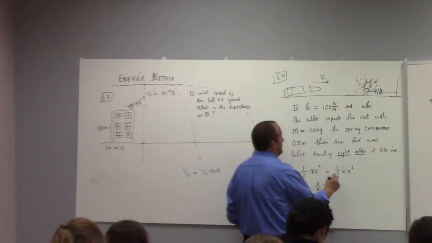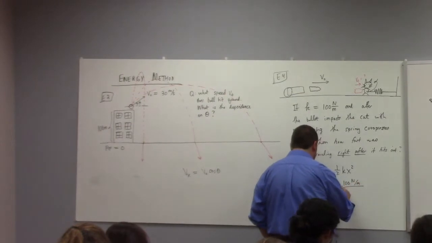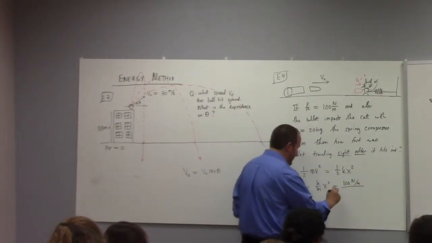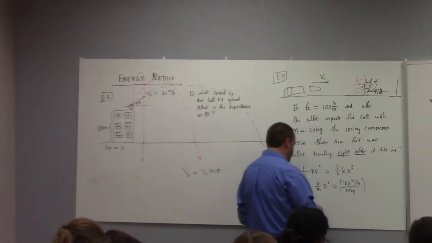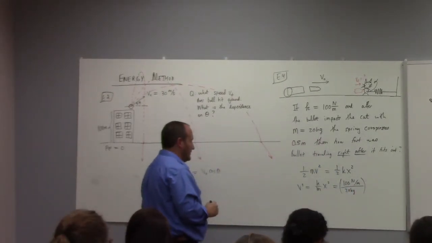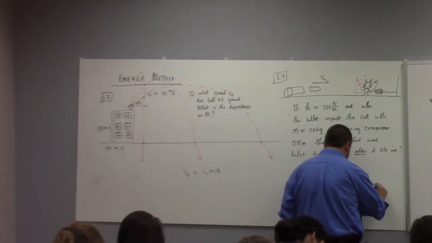So my k was 100 newtons per meter. My m was 20 kilograms. And what was my x? 0.5, I told you that. And I have more questions for you guys in just a second.